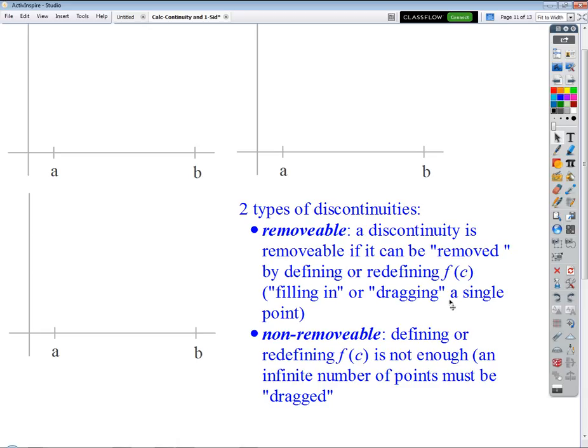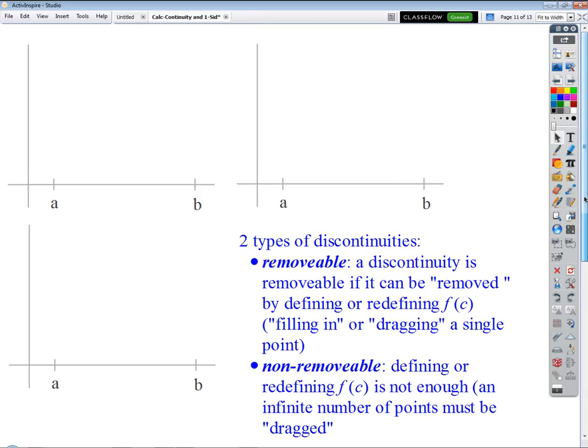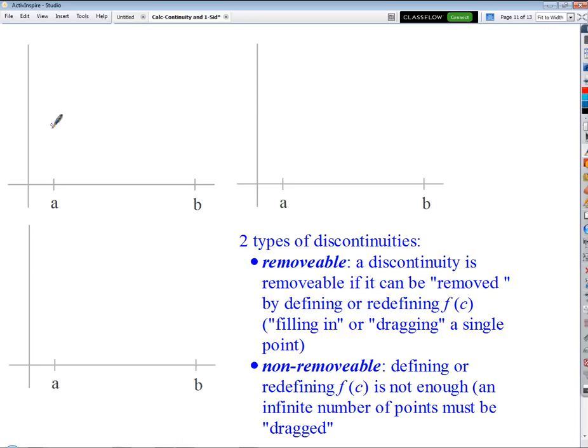Here would be some examples then of the two kinds of removable discontinuities. So it would be something like, here's the function at a, and there's one, that's removable, right?